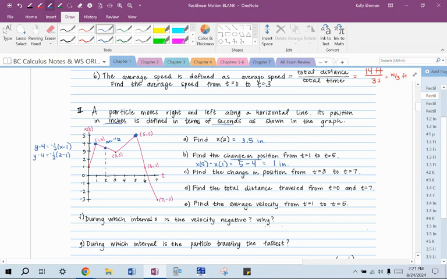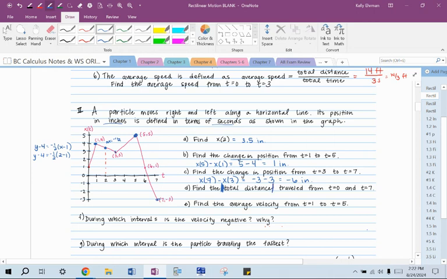Find the change in position from 3 to 7. So that's x of 7 minus x of 3. X of 7 is -3. X of 3 is 3. So -3 minus 3 is -6 inches. So the particle is 6 inches lower than it was down here compared to here.